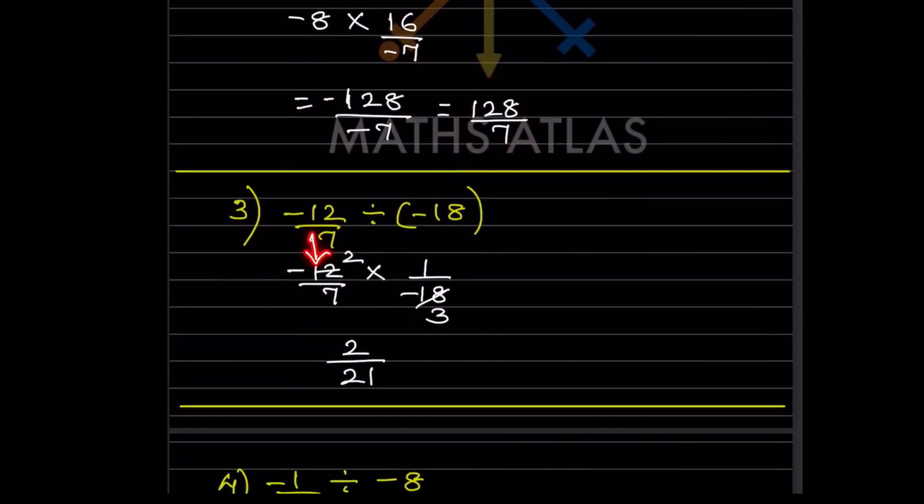This is going to be the same. This becomes multiplication, since this becomes 1 by minus 18. So here 6 3s are and 6 2s are. So this is going to be minus 2 divided by minus 21. So that will be 2 by 21.